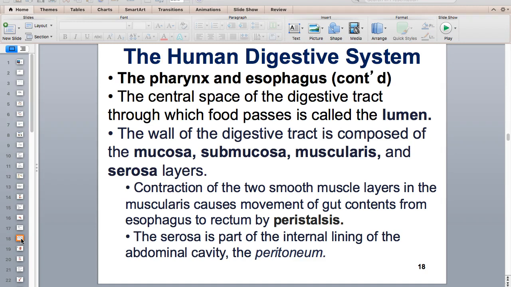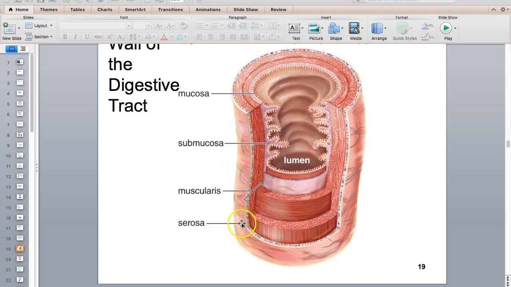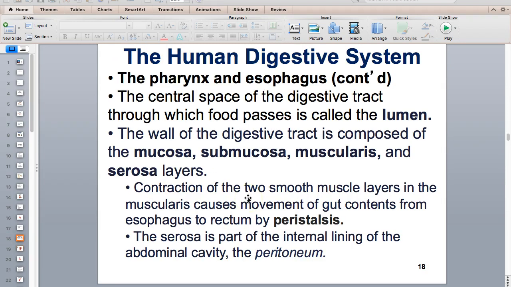I told you that the movement of food down there, that peristalsis, is due to smooth muscle. Particularly, that smooth muscle is located in this muscularis layer. The serosa is the outermost one. It is part of the internal lining of the abdominal cavity, which is called the peritoneum. You might have heard that word before.